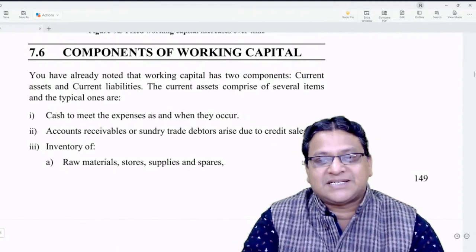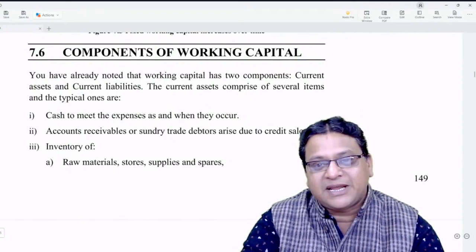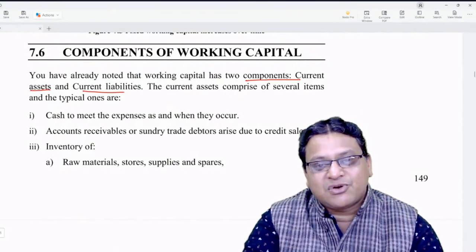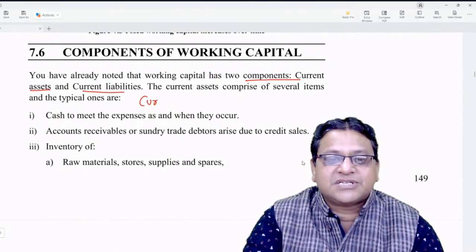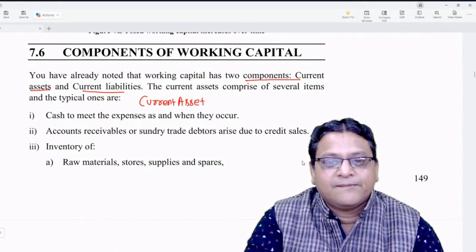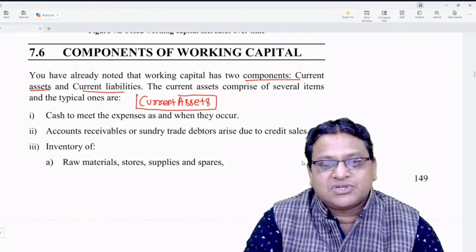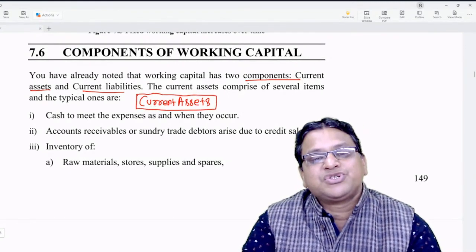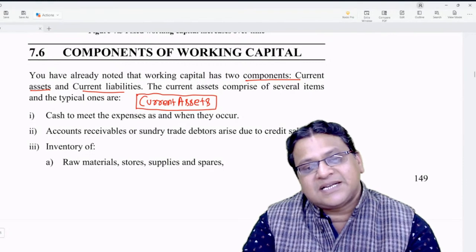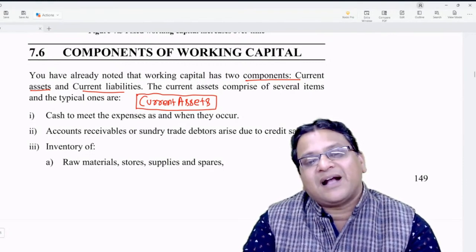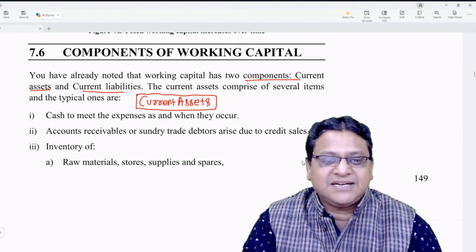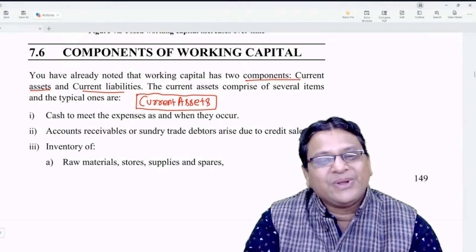So what is current assets? There are two important components of working capital: current assets and current liabilities. We will discuss them one after another. First, we will discuss current assets. What is current assets? We have discussed that current assets are the assets which will be converted into cash within one accounting period. An asset that will convert into cash within one accounting period is called a current asset. So current assets are the assets in the following forms.